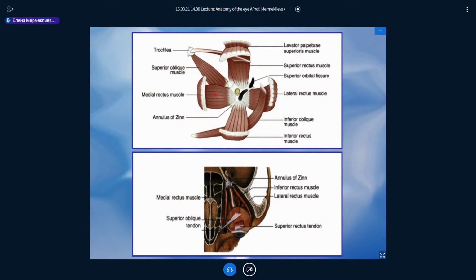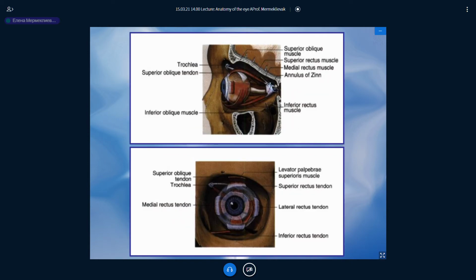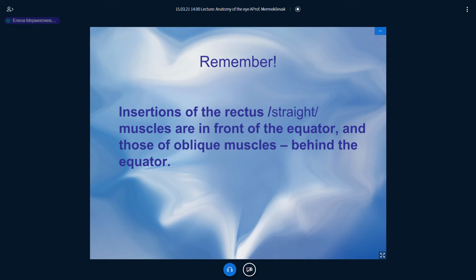Again, 4 rectus muscles and 2 oblique muscles. They are responsible for the eye movement medially, laterally, up, down, and rotation of the eyeball. Important is that the insertion of the rectus muscles is in front of the equator of the eyeball, and those of the oblique muscles is behind the equator.